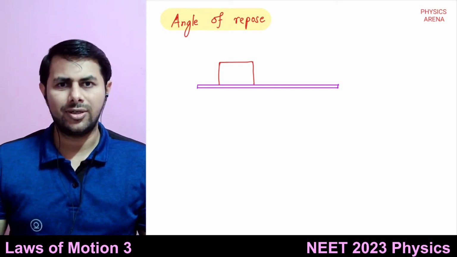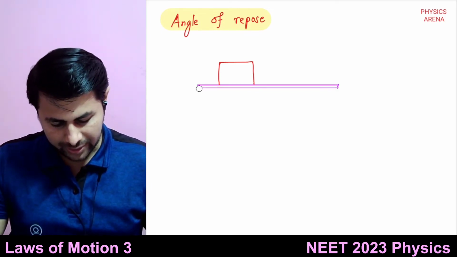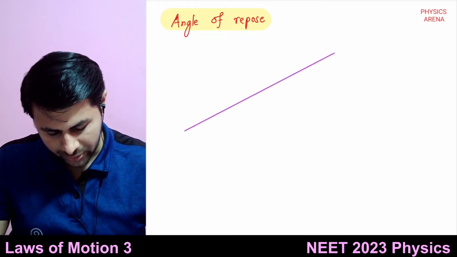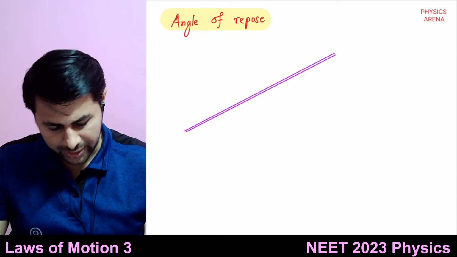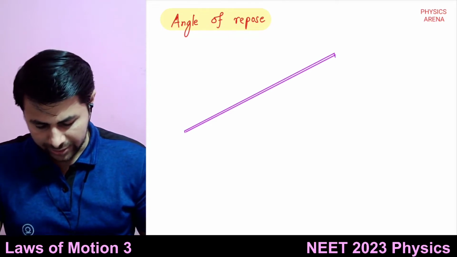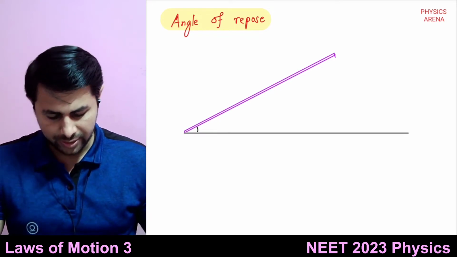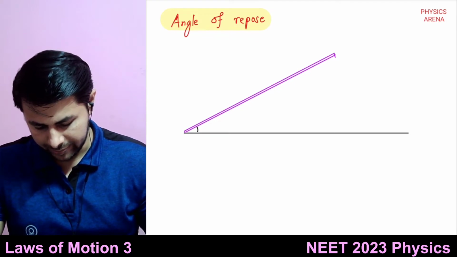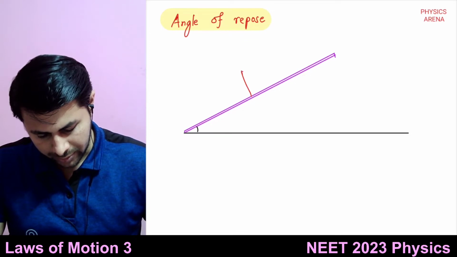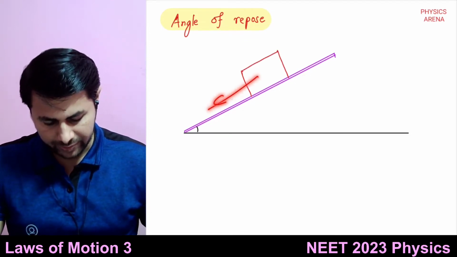That angle is known as what? The angle of repose. Right. So at some angle, what will happen? So this is your wooden plank. You are rotating it. Initially, it was kept horizontal. Now you have rotated it, and let's suppose at this much angle with the horizontal, what happens? The block begins to slide. Okay, so this block begins to slide downwards.